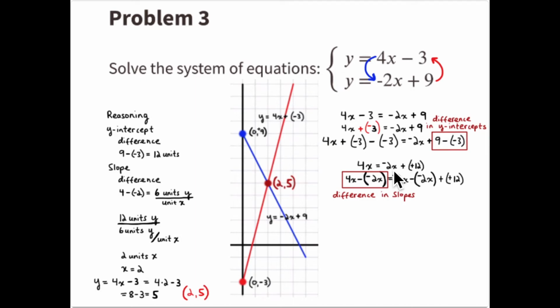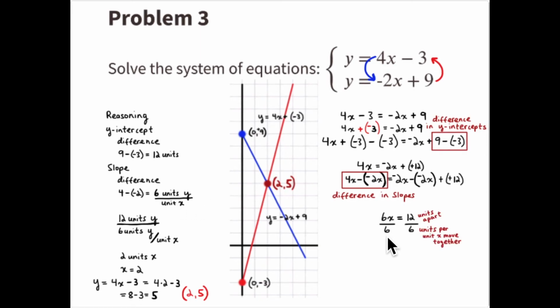And then the next step is to remove this -2x from the right side by subtracting -2x. So 4x minus -2x is equal to -2x minus -2x. This becomes 0, left with 12, and this is the difference in the slopes right here. 4 minus -2 is equal to 6. That's this calculation right here.